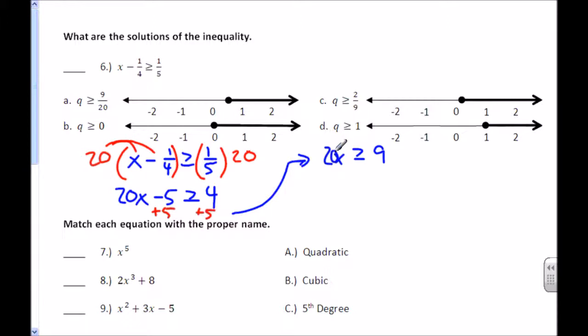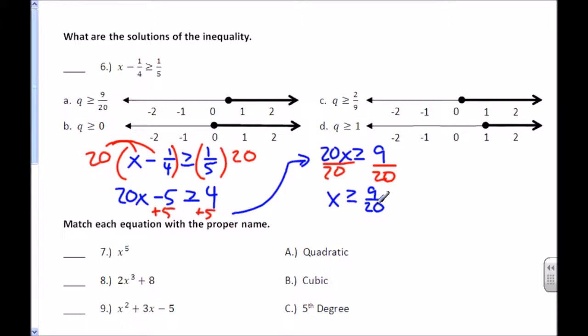Sorry, a 20x. Let me rewrite that. I missed my 0. And now I'm going to divide each side by the 20. So I find out here that x is greater than or equal to 9/20.